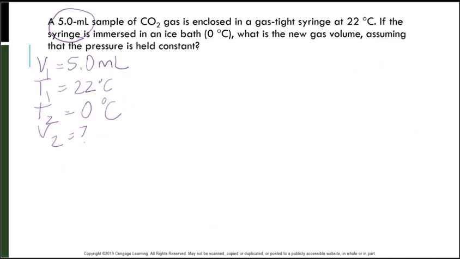Did you get the correct variables? Our V1 is 5 milliliters, and our temperature 1 is 22 degrees Celsius. And then it says it's immersed in an ice bath, which is 0 degrees Celsius, so that's our T2. It wants to know the new volume, V2 question mark. We're going to set up our V1 over T1 equals V2 over T2.